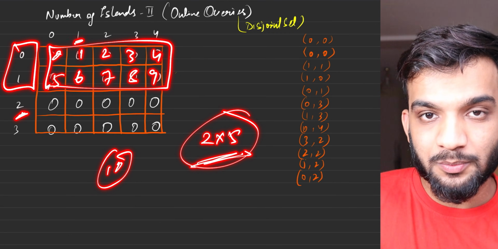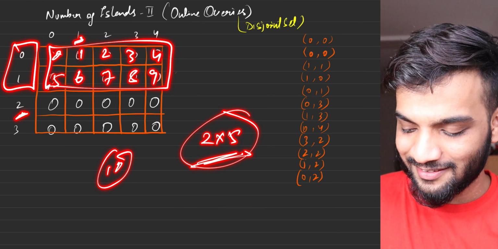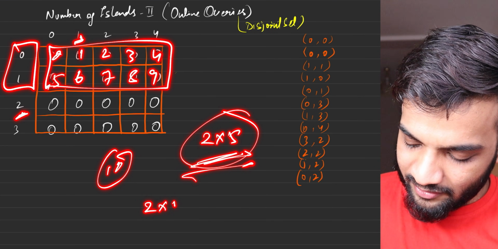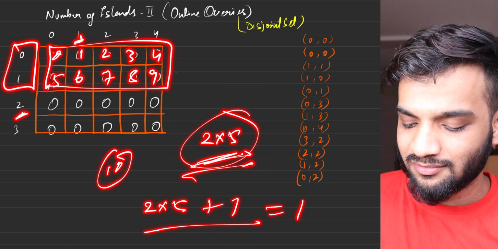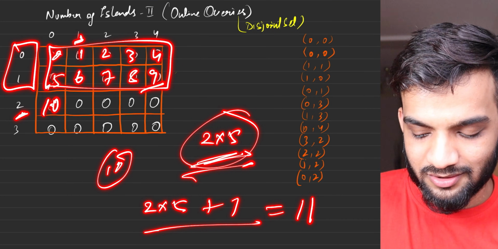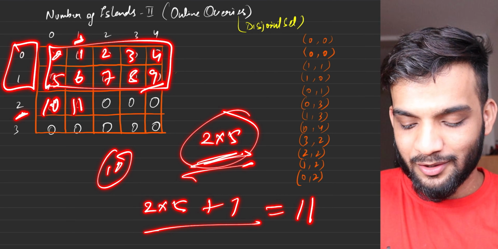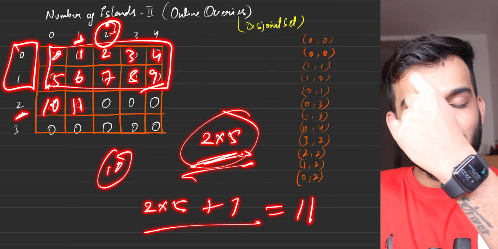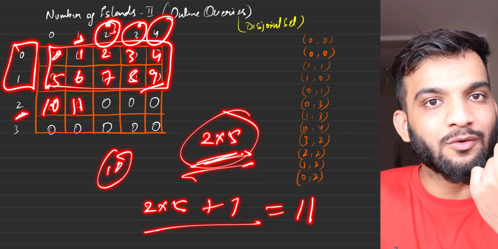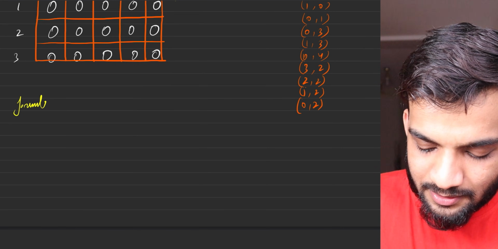Now I'm looking for the first position, which means 2 into 5 plus 1 will give you 11. Because if you're like 9, this will be 10, right? And this will be 11. If you're looking at this, it's a plus 2. If you're looking at this, it's a plus 3. It's a plus 4.